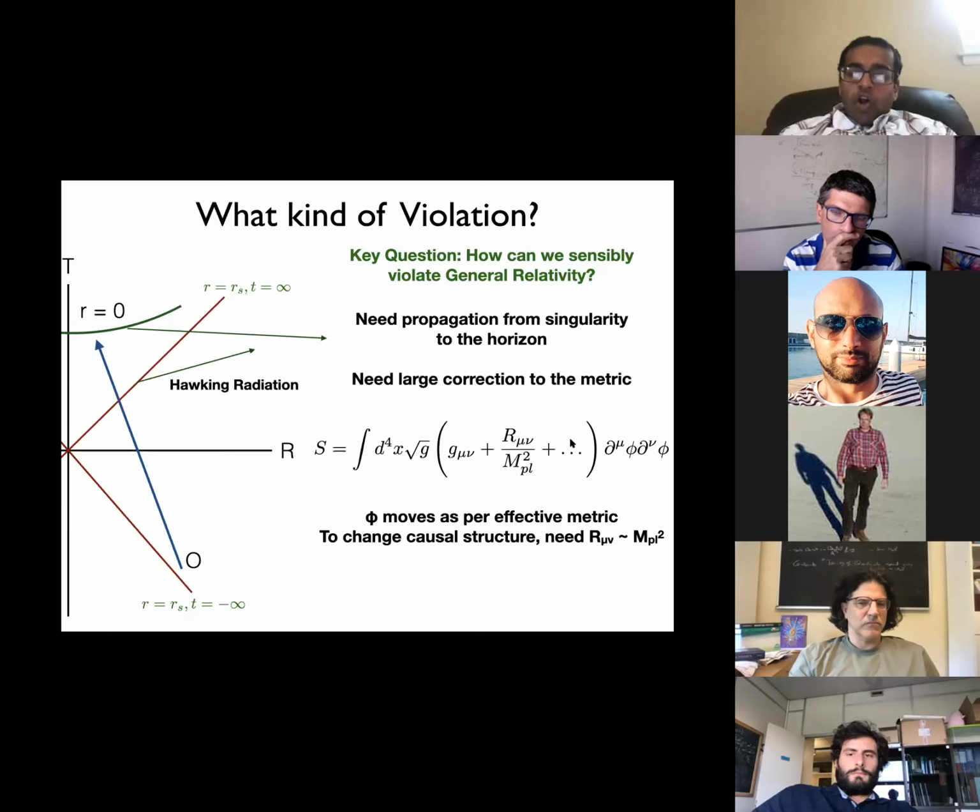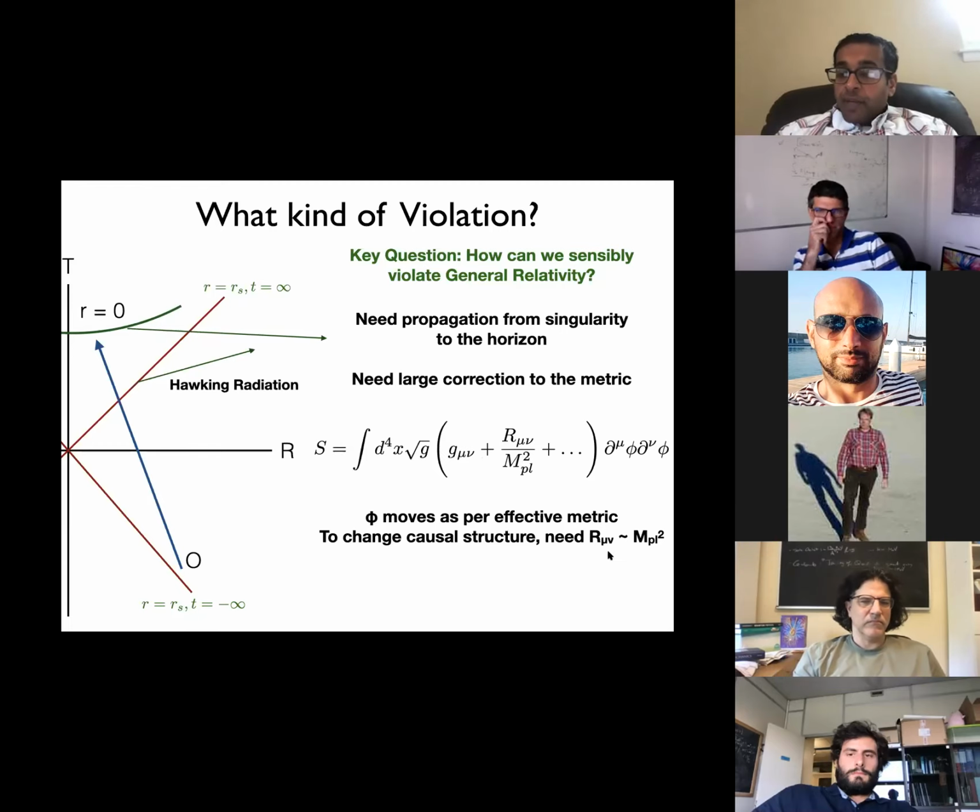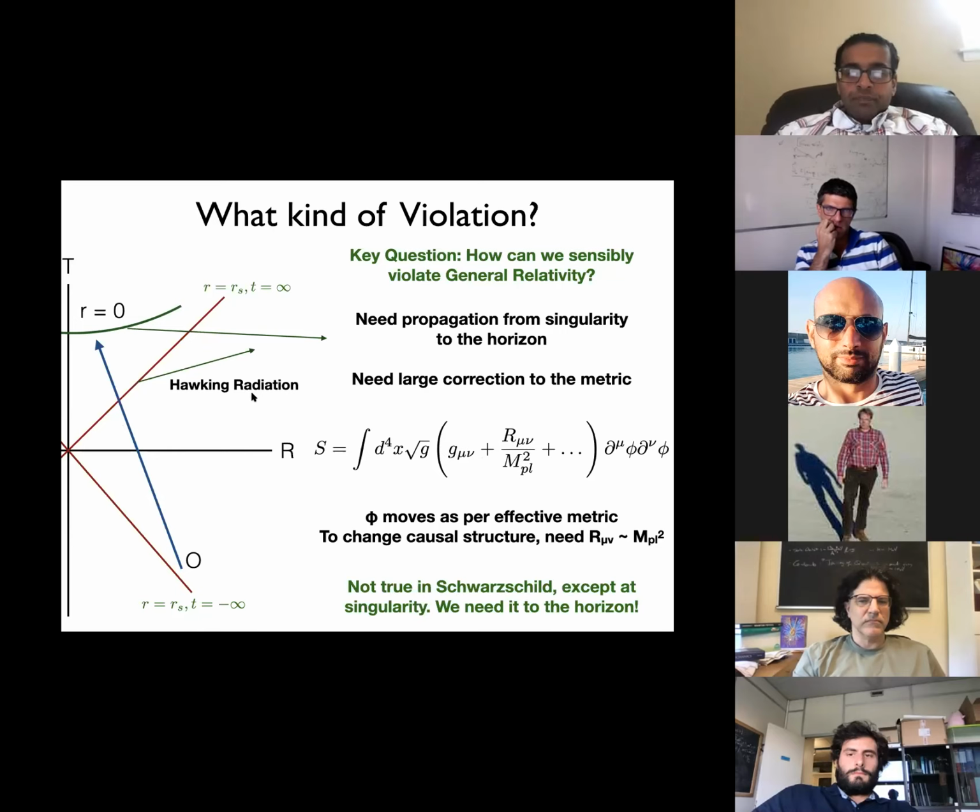But to change the causal properties of g mu nu, I would require these higher order terms to be as big as M Planck squared in order to make an order 1 change for this scalar field to actually get out, right? These terms have to be large for this to actually work, and they have to be large all the way to the horizon. Otherwise, I can't do what I want to do. This, of course, is not true in the Schwarzschild geometry, because in the Schwarzschild geometry, these terms are large only at the point r equal to 0. Everywhere else, they're super tiny. So this seems like it's not going to happen.